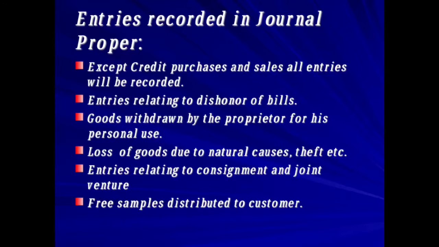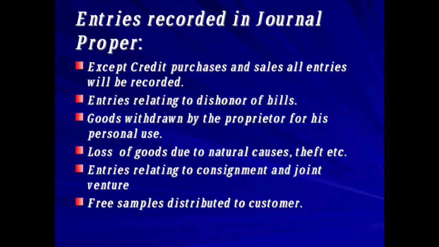So entries which are recorded in journal proper, except credit purchases and sales entries will be recorded. So what will we record? Credit purchases and sales will be recorded in purchase and sales book, we have studied. So other than that, entries will be recorded in journal. Then entries relating to dishonor of the bill. So if any dishonor of the bill, means bill amount which is not paid by your customer, that is dishonor of the bill.